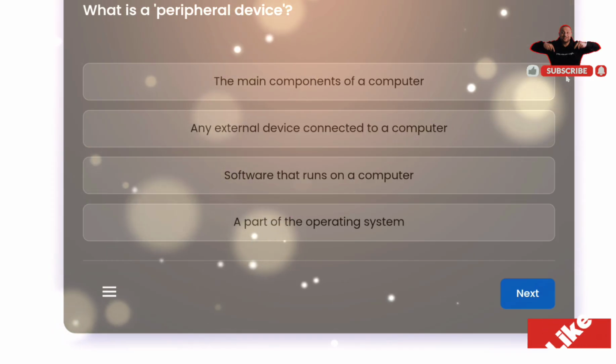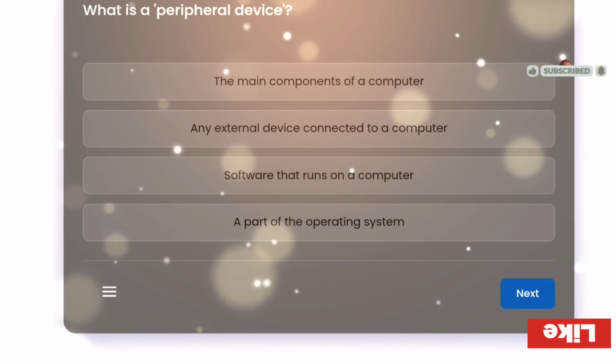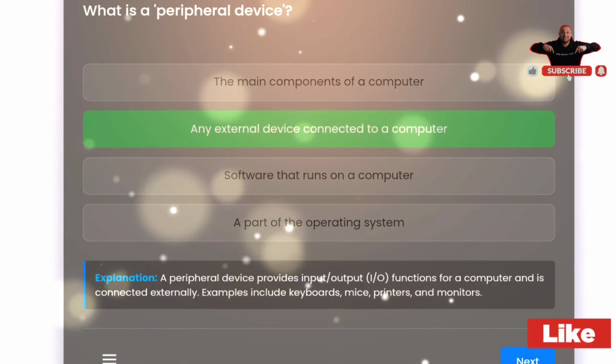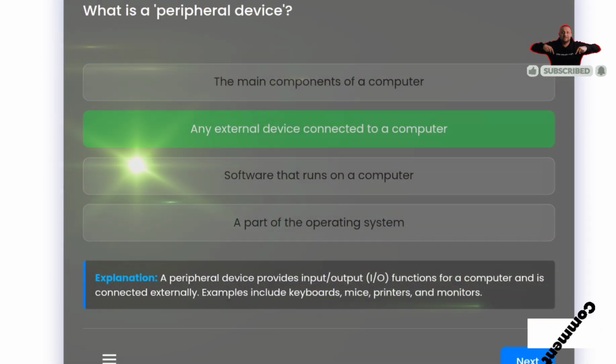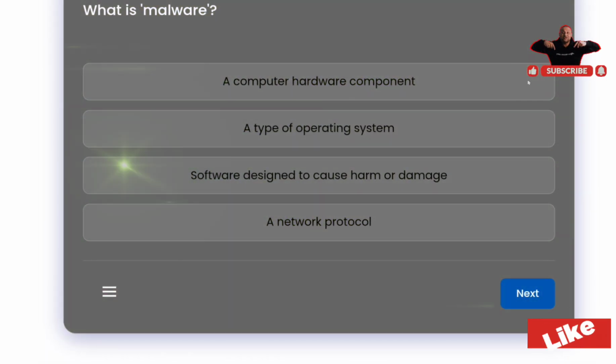Next question. What is a peripheral device? Peripheral device क्या होता है? That means second one, any external device connected to a computer. Okay. Next question.